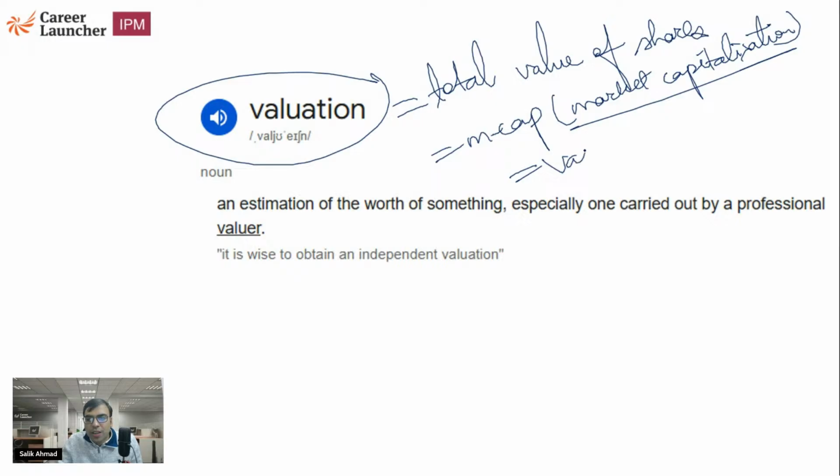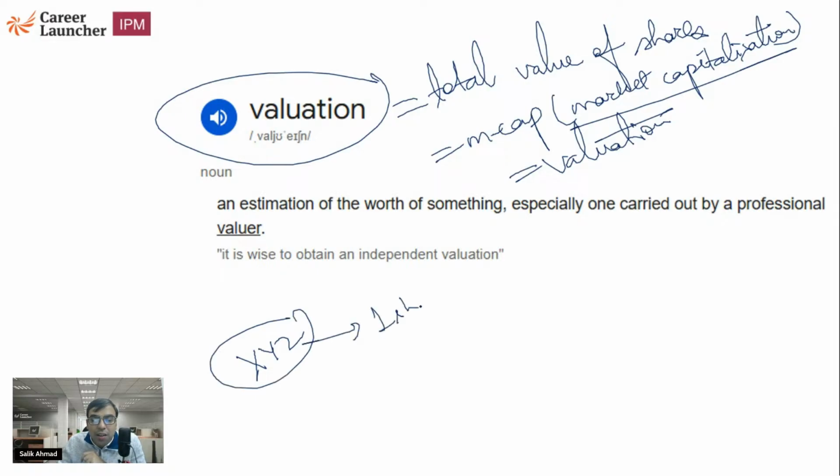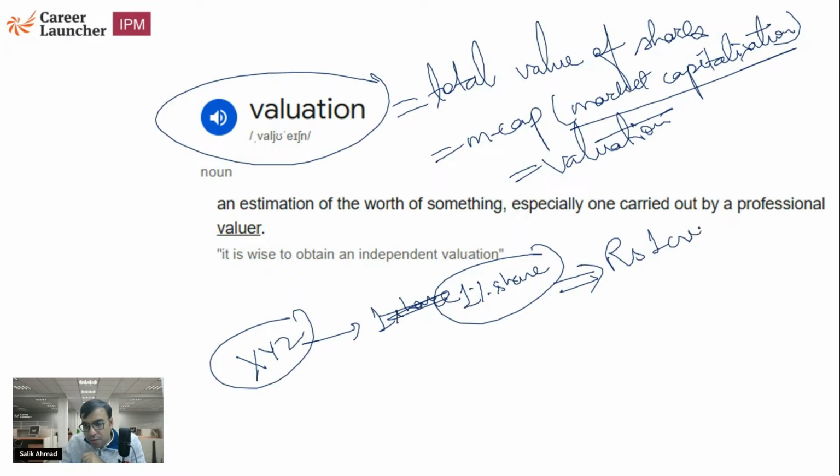और valuation, है ना. For example, let's say there's a company XYZ and it is selling its one share, 1% share. I'm just giving 1% share at the price of 1 crore rupees. So I'm sure if you have watched Shark Tank India, you must have come across these types of things.